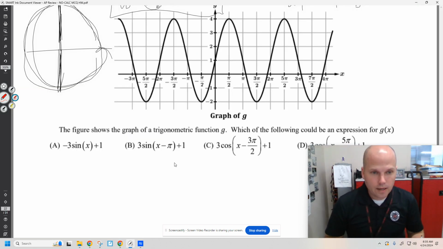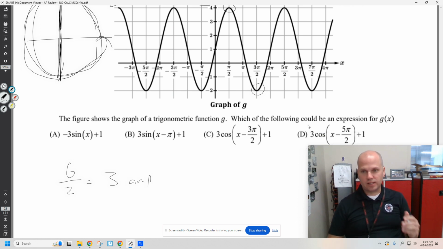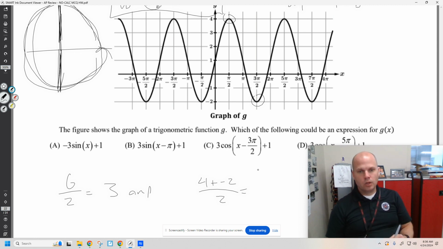All right, so some things we notice is that we're going from a max of 4 to a minimum of -2. So that total distance is 6. If we divide it by 2, we'll get our amplitude, which is 3. We can see amplitudes are all 3, so that doesn't really help us. If we have this top of 4 and this bottom of -2, we can find the average of them to see the middle. So this will be at 1. We could see that vertical shift of 1. So these are all good things.